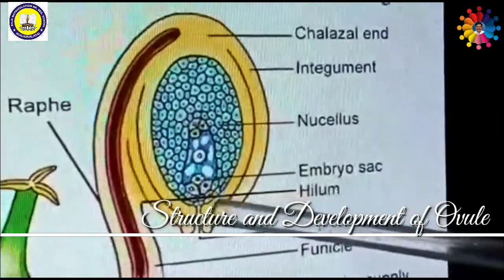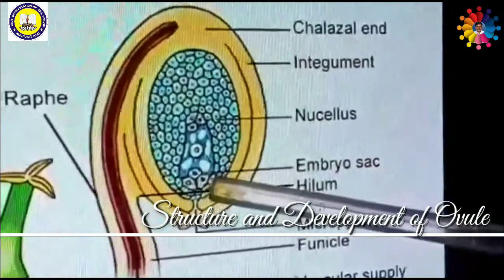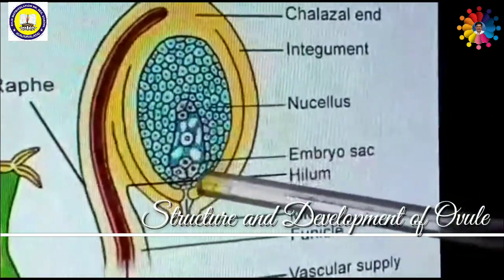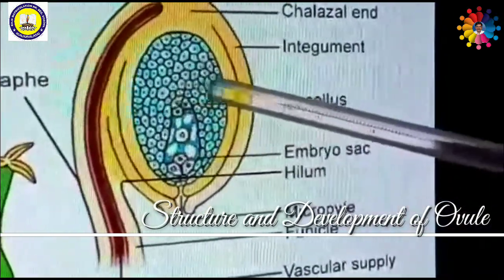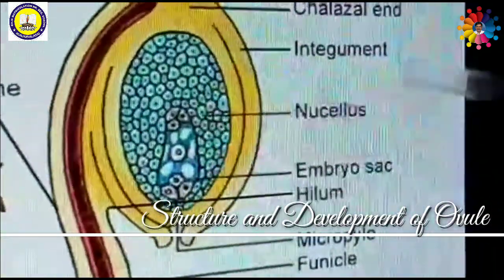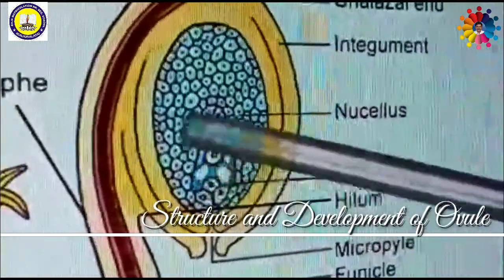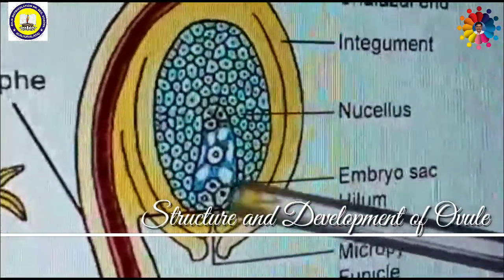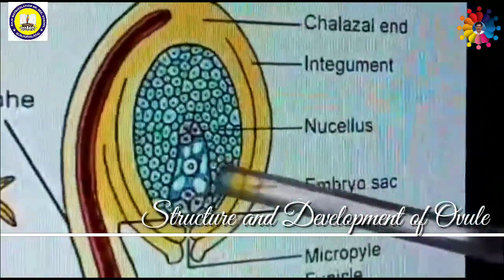Inside the nucellus, one of the cells will develop into the female gametophyte, which is called the embryo sac. How the female gametophyte is formed, I shall tell you later in detail. But one of the cells from the nucellus develops to form this embryo sac. So the embryo sac is the female gametophyte.